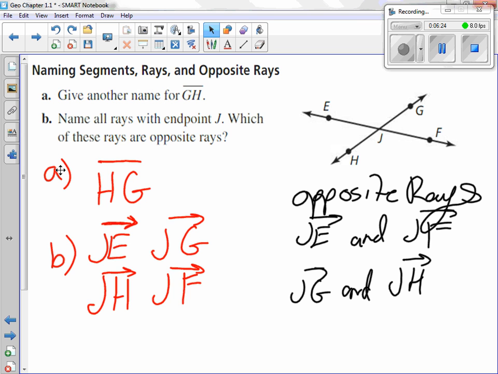Questions on this here? If I keep standing in the way, just tell me to move.